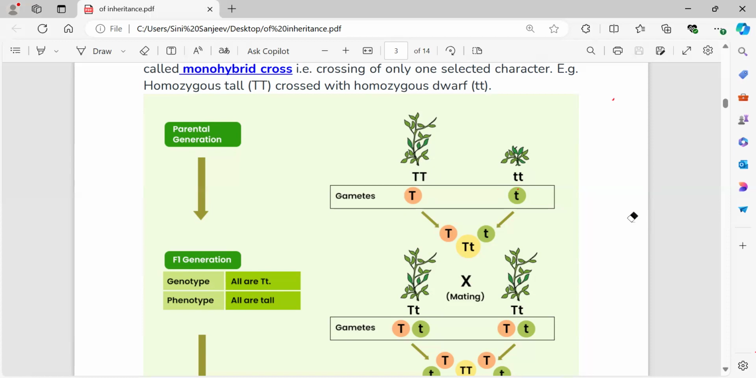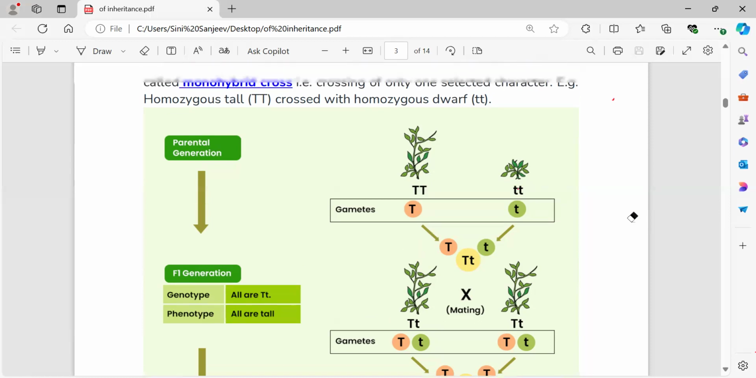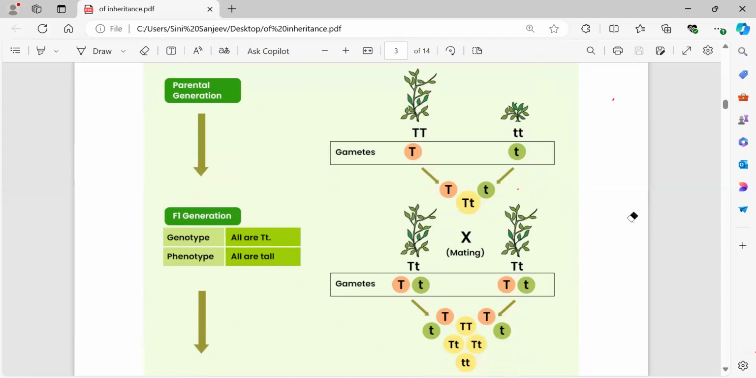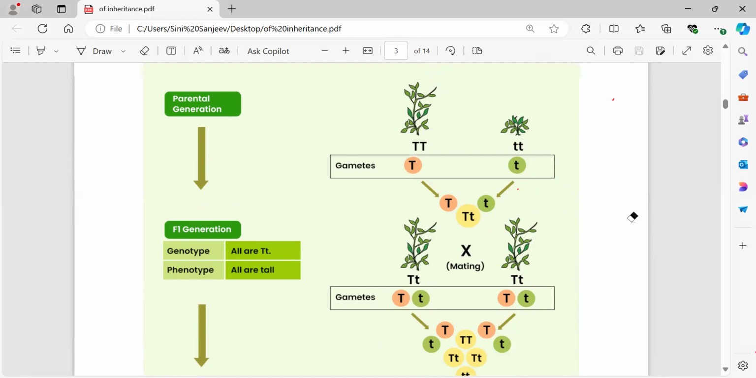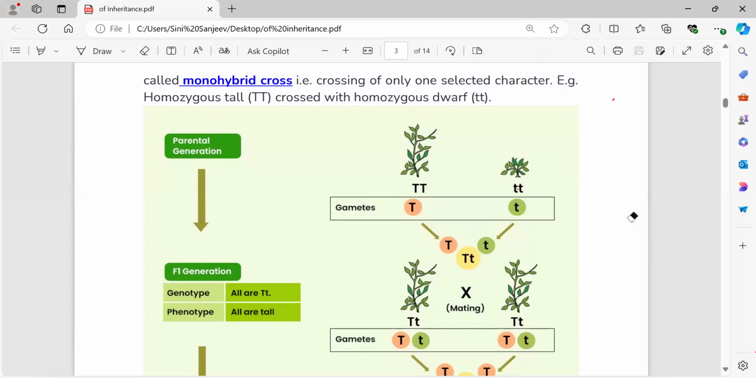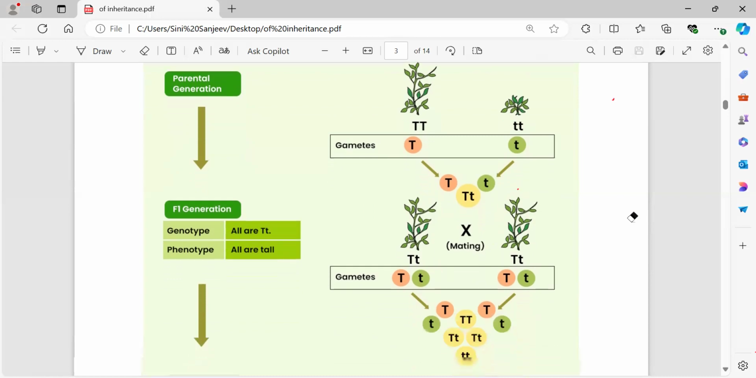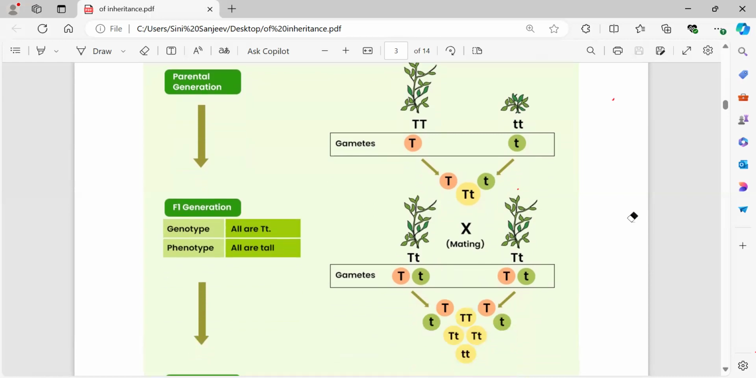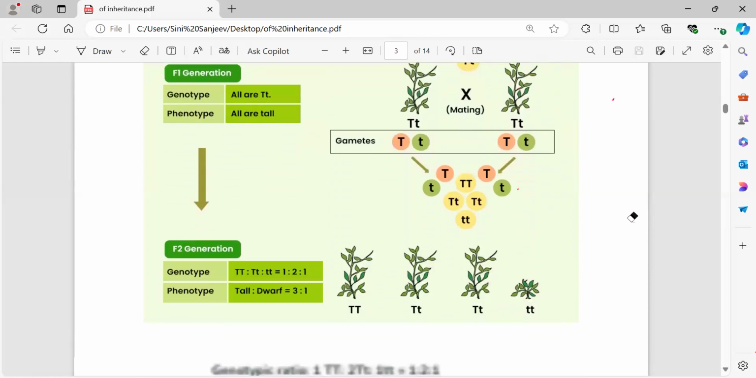But in the offspring, if you see after crossing, what you got is one capital T and one small t. They are called heterozygous characteristics. This is the monohybrid cross. Only one selected characteristic you take for a monohybrid cross, whereas for a dihybrid cross, you take two contrasting characteristics for the crossing purpose. You can see clearly how after the crossing you get the F1 generation as well as the F2 generation.